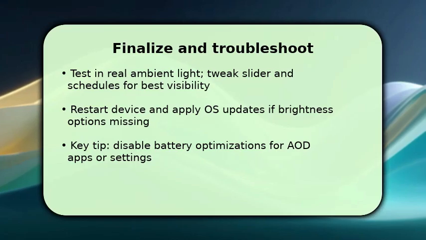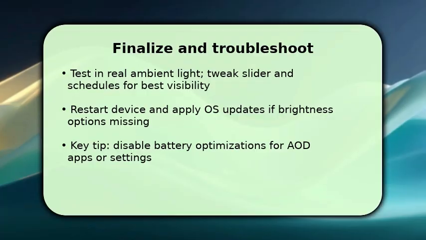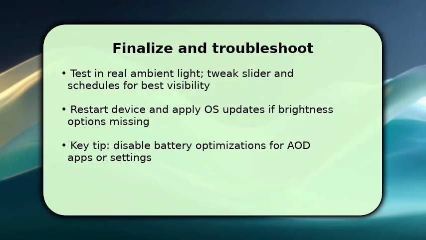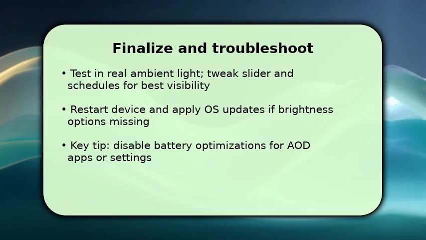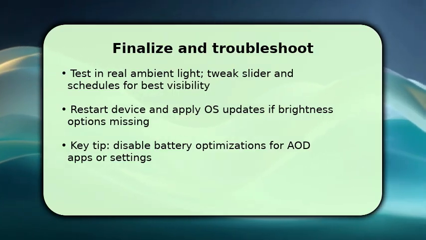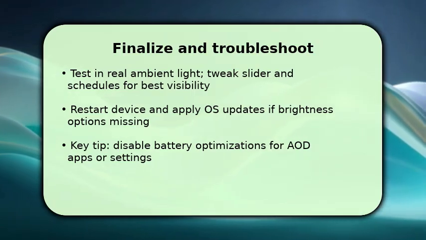Finish by testing the always-on display in the lighting conditions you use most. If it's still too dim, make small adjustments to the AOD slider and schedule, then restart the device so changes take full effect. Install any pending system updates, because vendors sometimes fix AOD bugs.